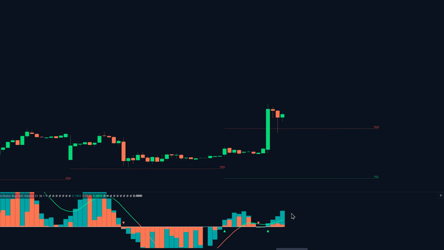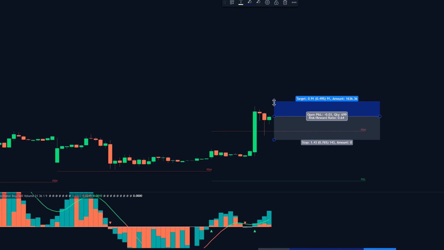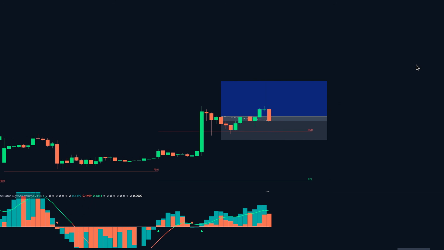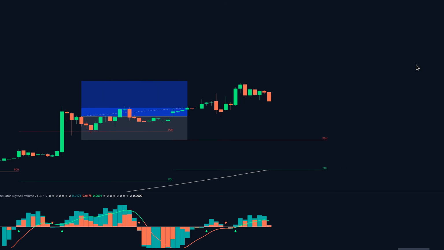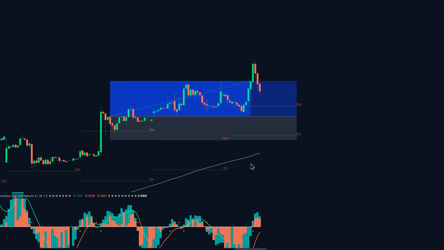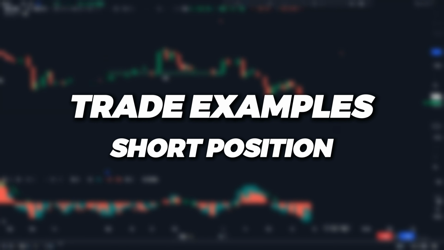All our entry conditions are met on this candle, so we're gonna enter a long position here. The stop loss is gonna go right under the most recent swing low. And for the take profit, we're gonna go with 1.5 times the risk. Letting the trade run, and it was profitable.